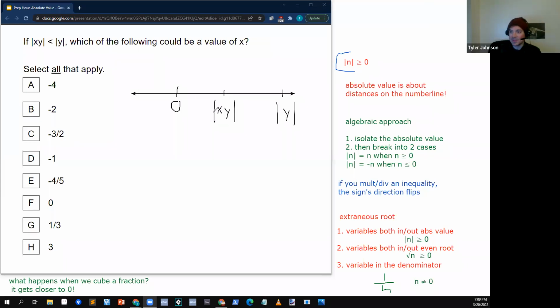So our number plot's going to look something like this. The absolute value of xy is less than y. That's another way of saying xy is closer to 0 than y. So then you need to ask yourself, what could x be if xy is closer to 0 than y itself? What kind of number or numbers could x be in this case?